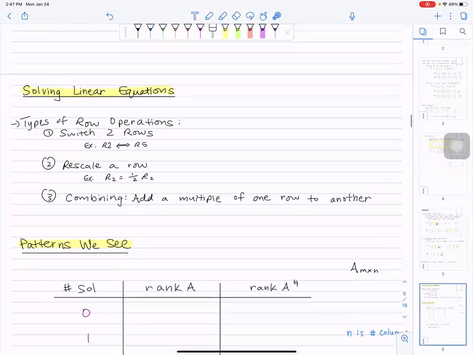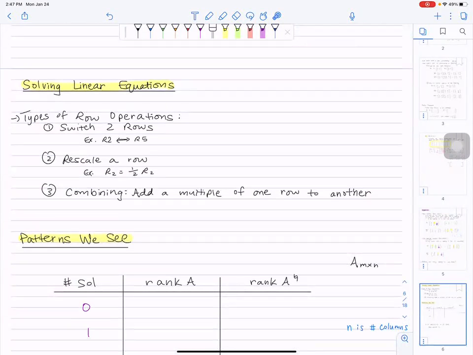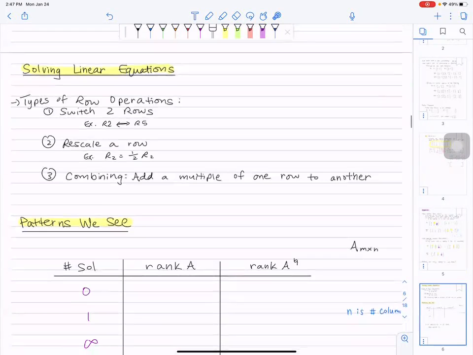Okay, so now let's get to the important part, solving linear equations. There are 3 types of row operations. First one is you can switch 2 rows. The second one is you can rescale a row, so you can multiply the row by something else. And the third is you can combine rows, so add a multiple of one row to another.